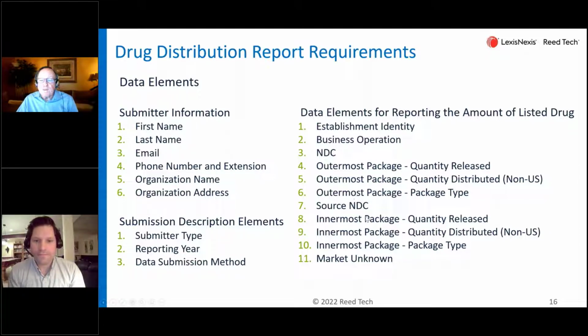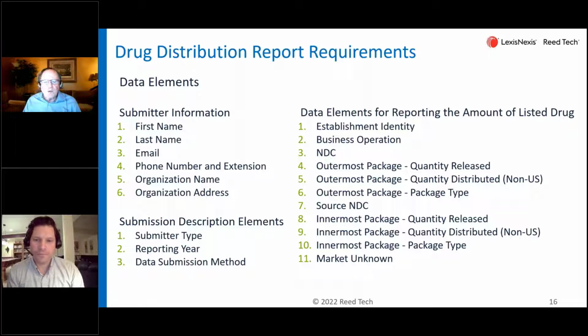Now, some of these might be blank, they're not applicable. For example, you may not always have a source NDC. And in some cases, if you only have a single product level, then that would be the outermost package, and then you don't need to report the innermost. But there are some special situations there. We don't have time to go into all those details.